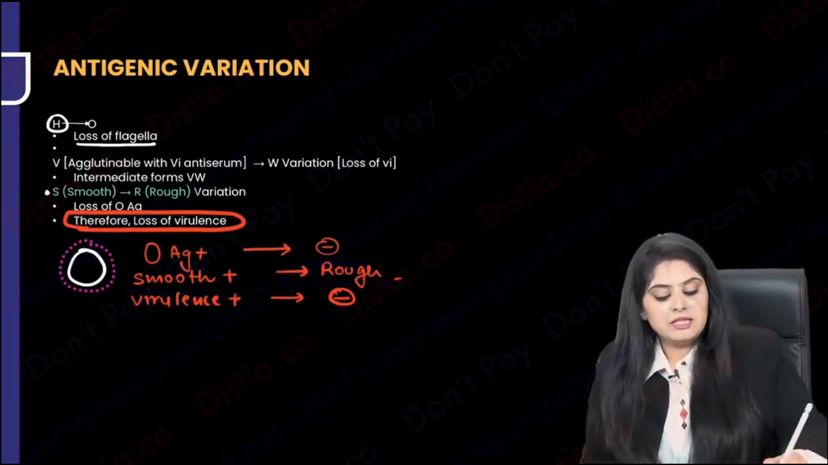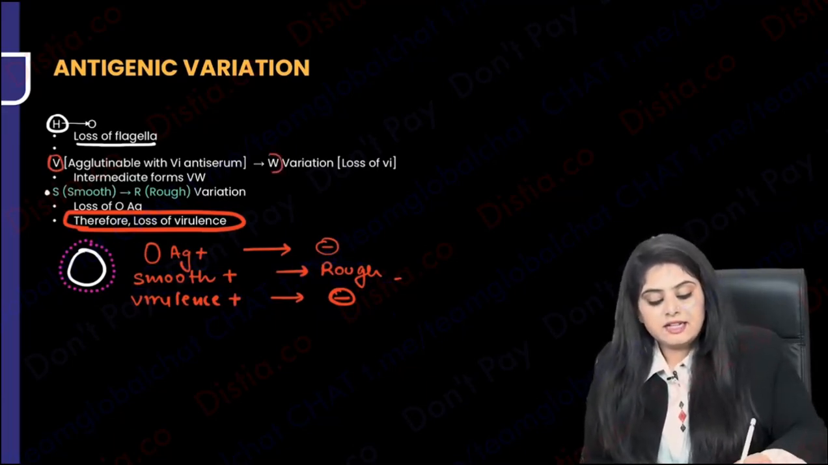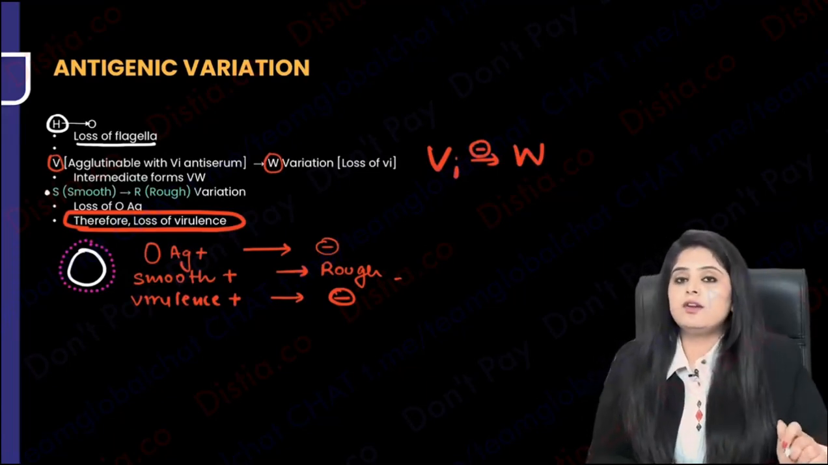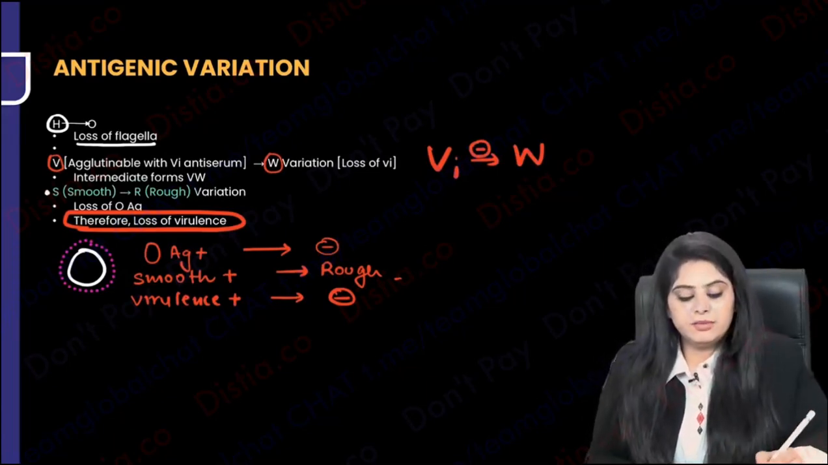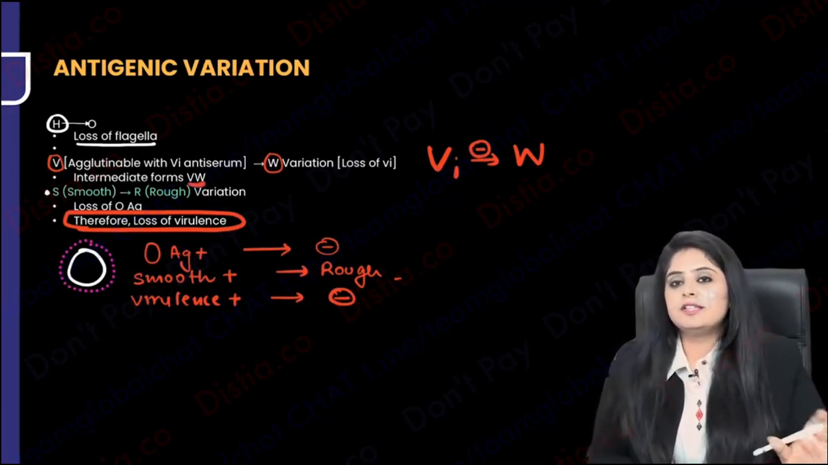Coming to the last one, the Vi antigen, the vaccine one, that is lost and that changes into W. So Vi, if it is lost, that will change into W strain. So nowadays there is a lot of Salmonella which are VW. VW means intermediate forms. Kind of they have lost the Vi, kind of they have it. So these are the intermediate forms.